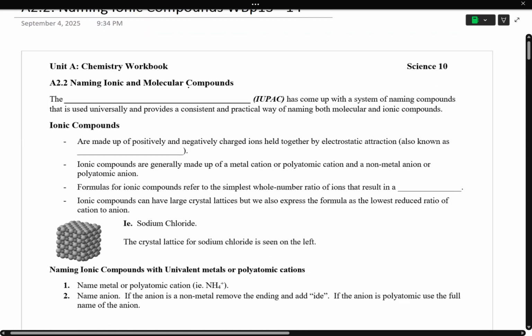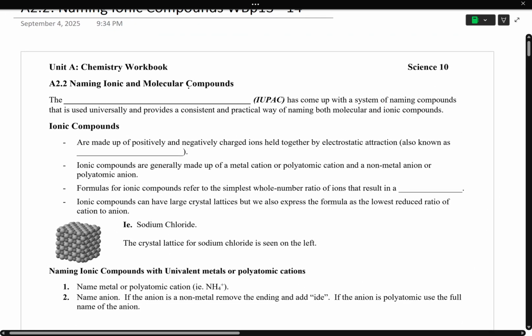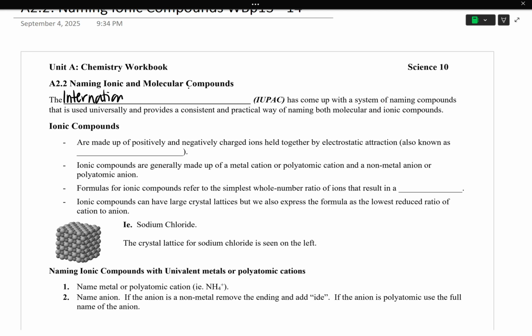We are using the rules that have been developed by the International Union of Pure and Applied Chemistry. That is IUPAC for short. And this is just so that everyone who is naming compounds will know what everyone is talking about, because we're all using the same rules.